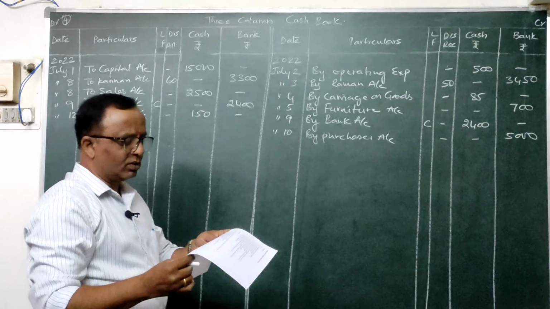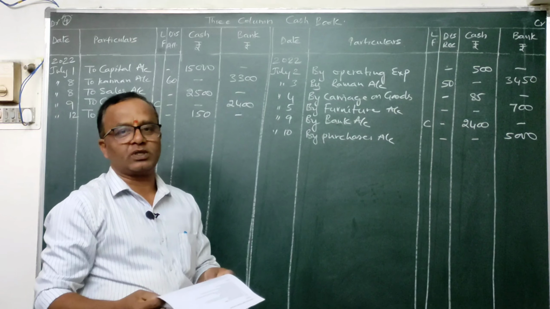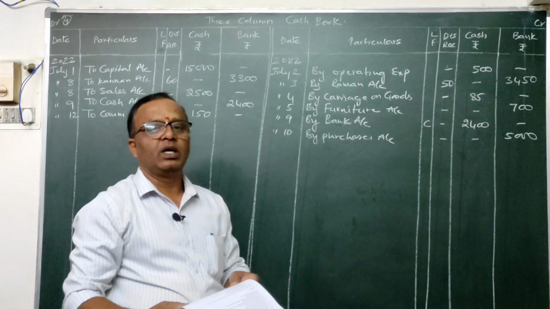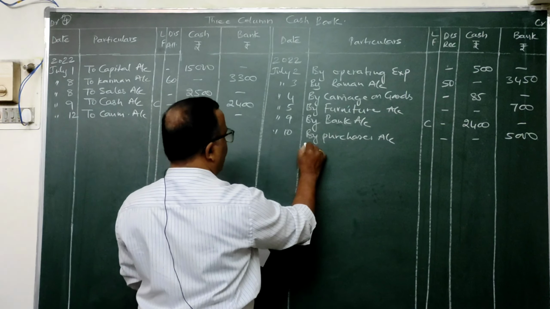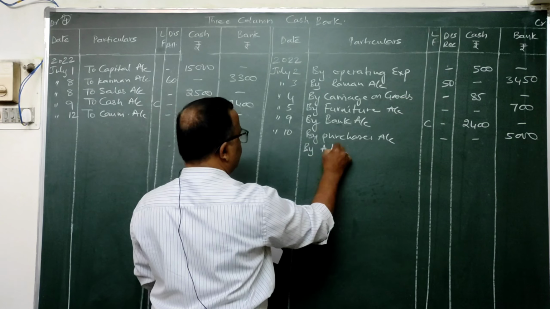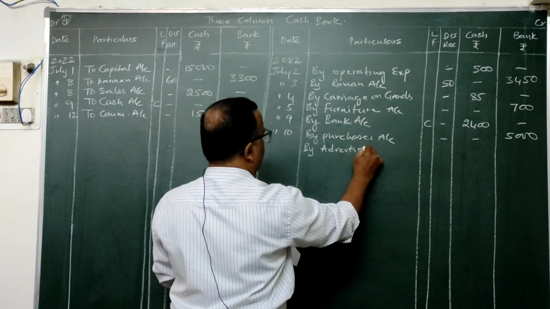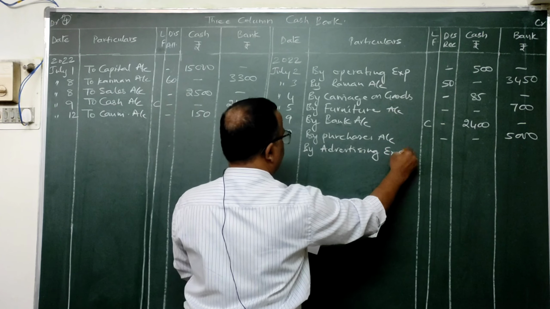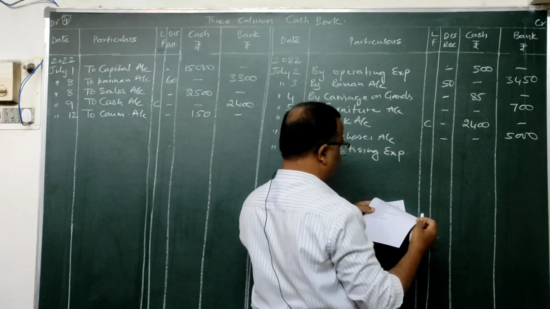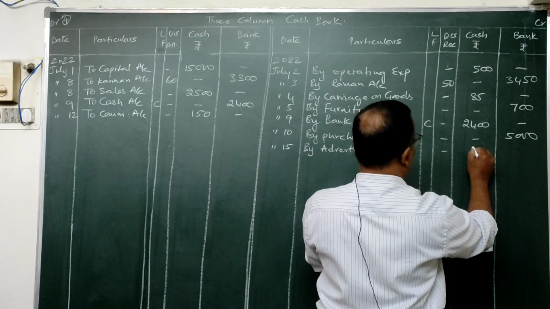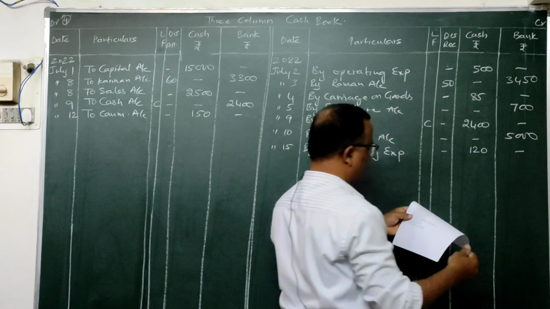Then again 15th date, advertising expenses. So for that your entry will be advertising expenses account debtor to cash. So it will be by advertising expenses. So this is on 15th date, by advertising expenses. How much? 120, how paid.